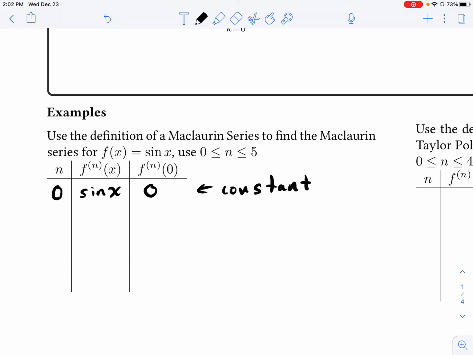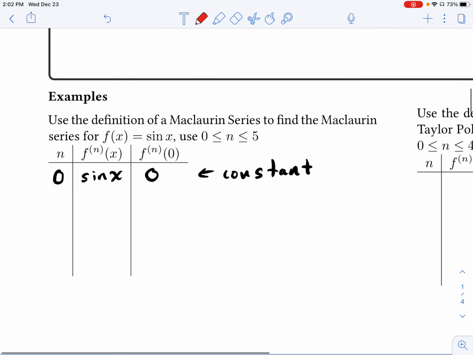Now, in this next column, I'm going to switch to a different color here. In this next row, I should say, n is equal to 1. Now, we are going to be finding the first order derivative of sine, which is cosine x. And now we're evaluating cosine of x at 0. So cosine of 0 is 1.